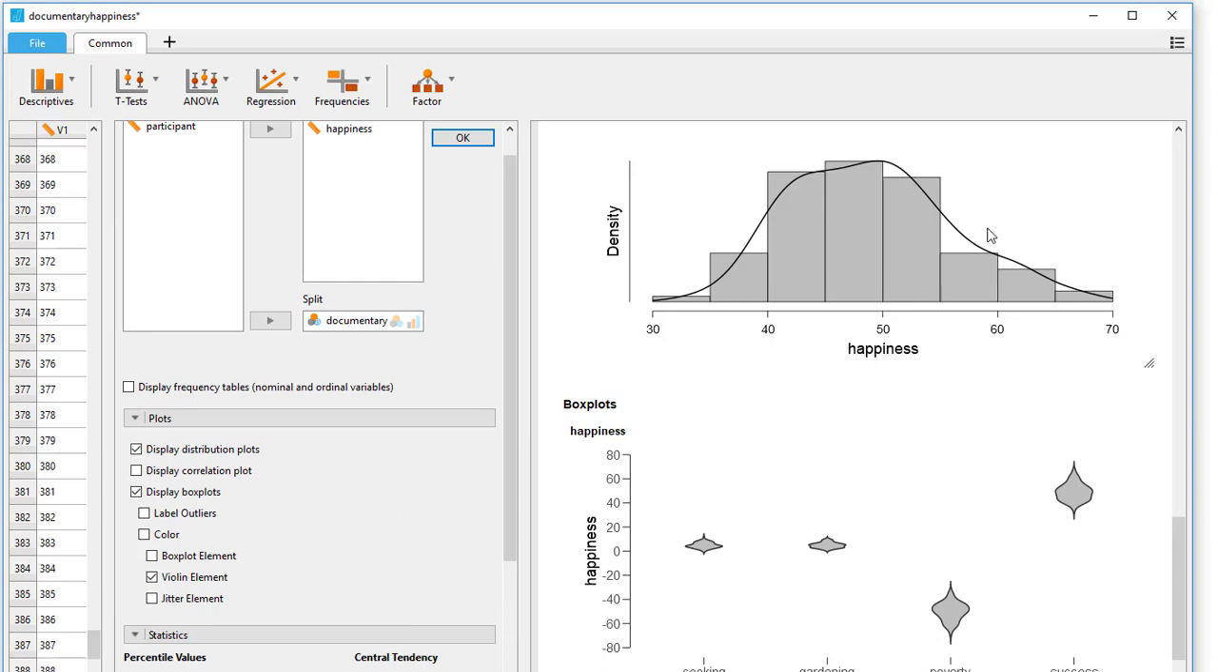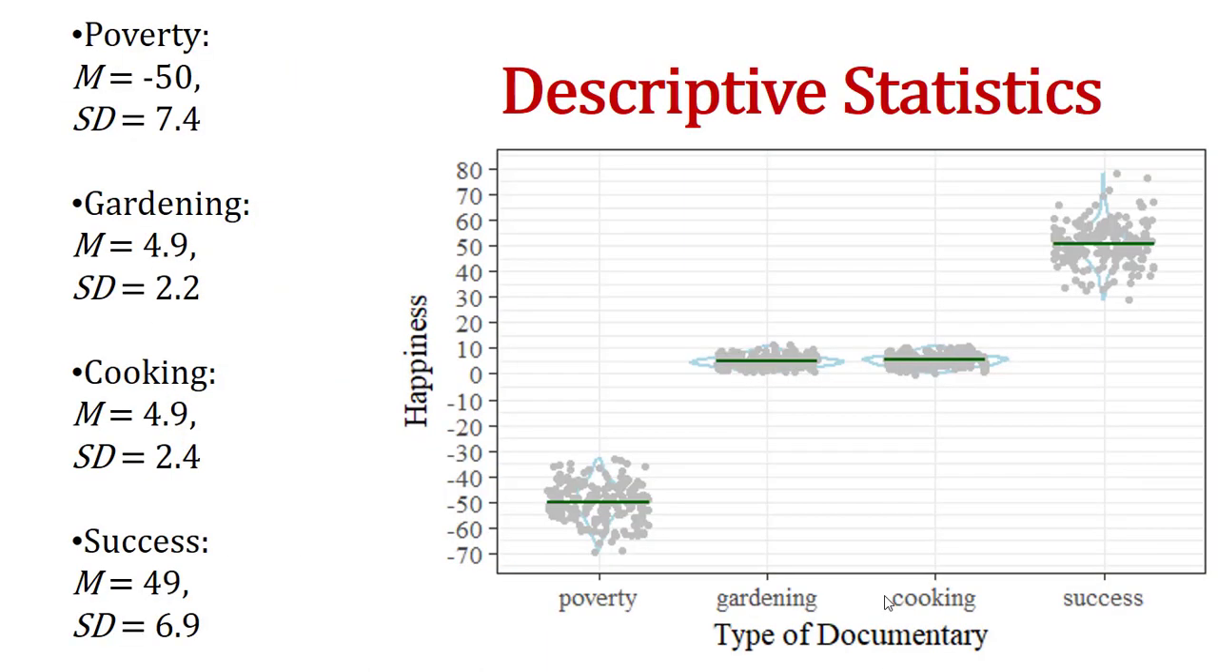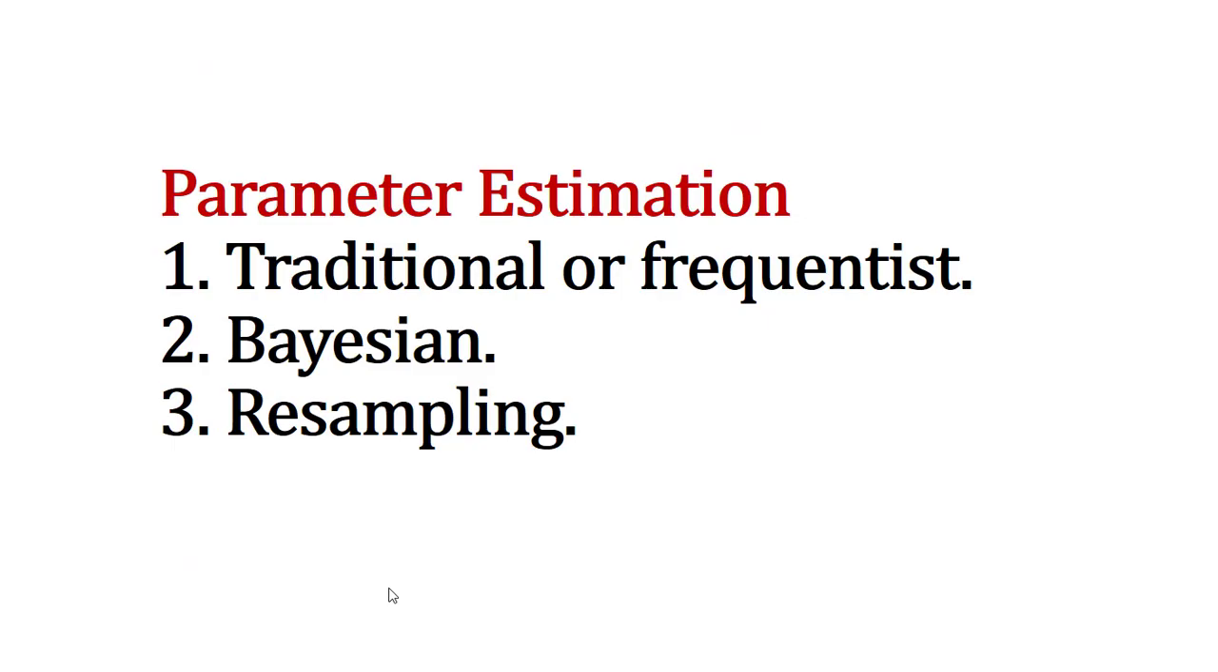Okay, so these are the descriptives, and that's the one I did with R. It shows the raw data and the violin plot, and the mean is the green lines. So these are the descriptive statistics: the mean happiness for each category is shown here with the corresponding standard deviations.